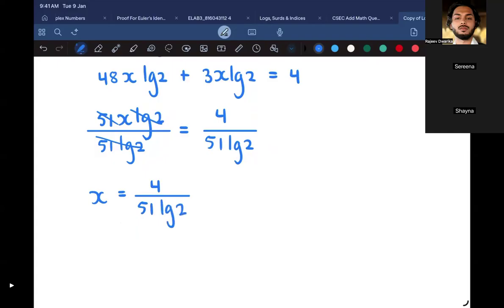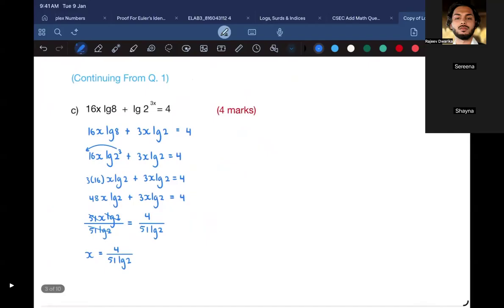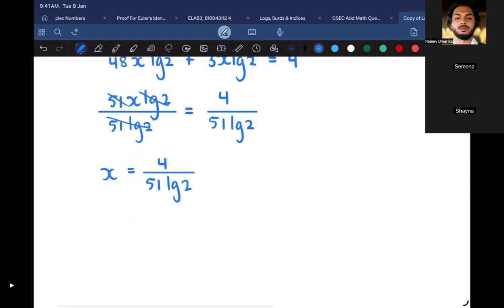Yes. Nice. Now I need to explain something, right? If they don't specify what they want the answer to be, you could leave the answer in the exact form. If they specifically say give the answer to two decimal places, you'd write the answer to two decimal places. You can leave your answer in that form, right? But if I did round it off to two decimal places, could you tell me what I would get? Sure.